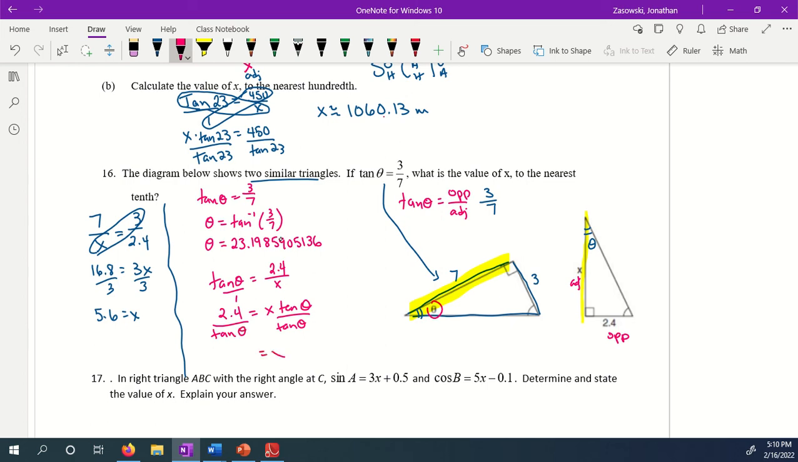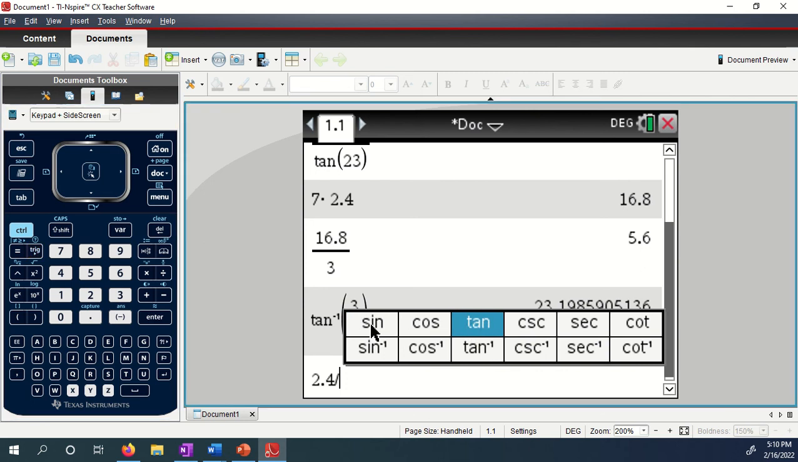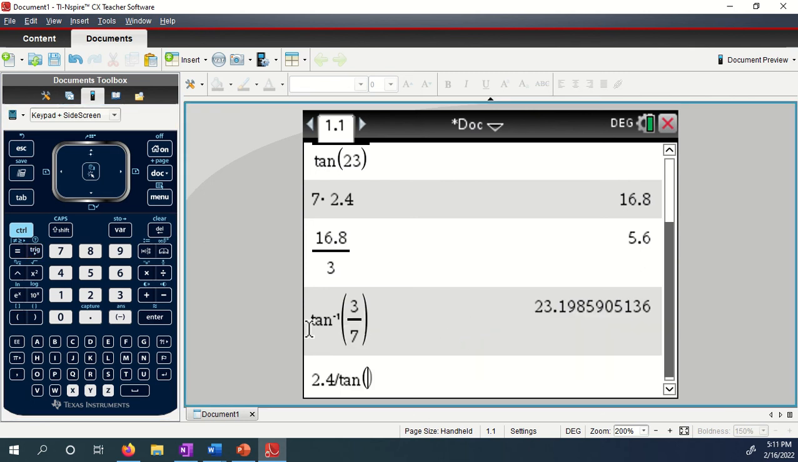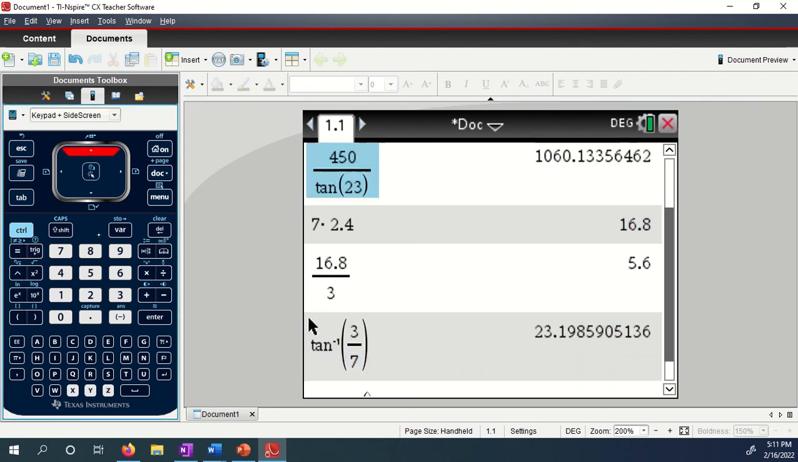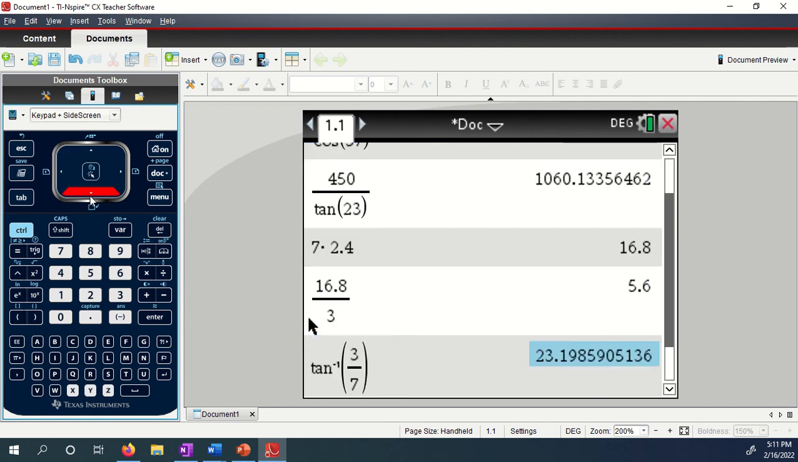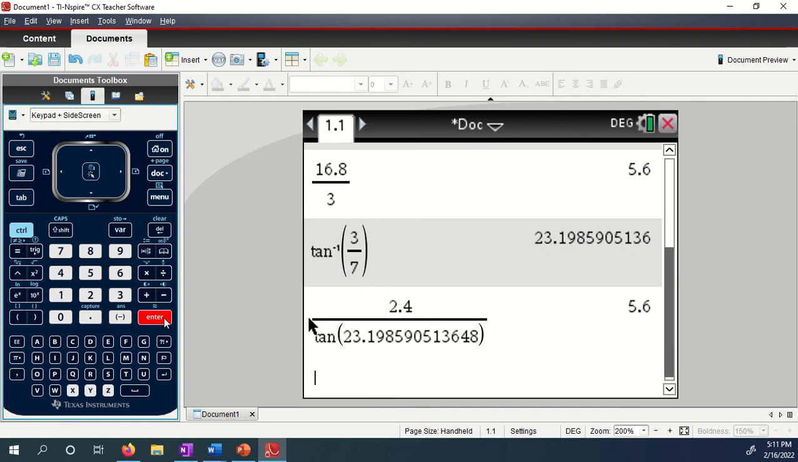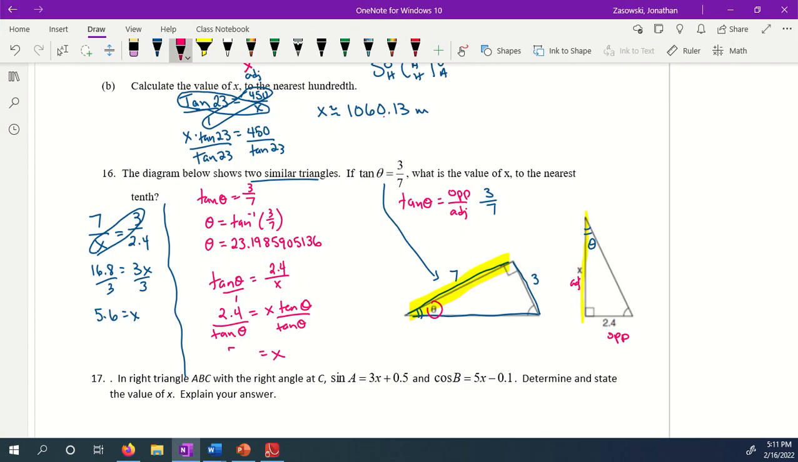All right. And then on my calculator, I'm just going to do 2.4 divided by, we're going to do trig tangent. And then what we can do is just press the up arrow to highlight the answer. The up arrow one time. And then when we hit enter, notice we'll get the same answer here. So we'll also get 5.6. So we're using this whole answer instead of rounding.